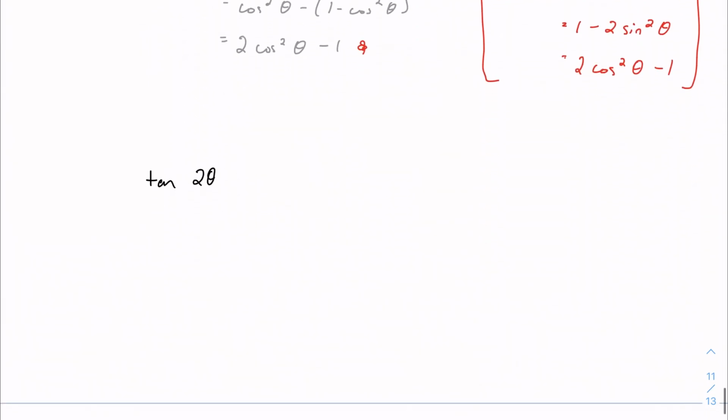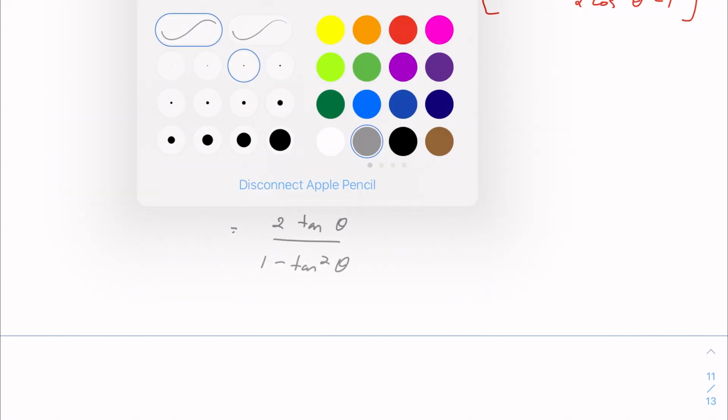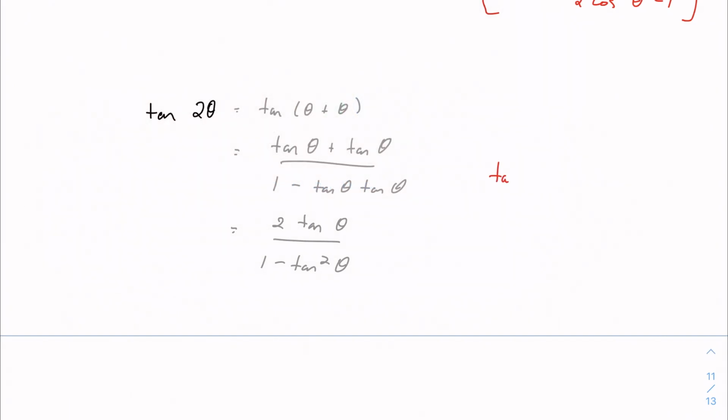Last but not least, we have tangent. And we're going to follow the exact same logic, right? Tangent of theta plus theta. So apply our formula: tan theta plus tan theta over 1 minus tan theta tan theta. Simplify this, I get 2 tan theta over 1 minus tan squared theta. So my identity for tangent is right there at the bottom: 2 tangent theta over 1 minus tangent squared theta.